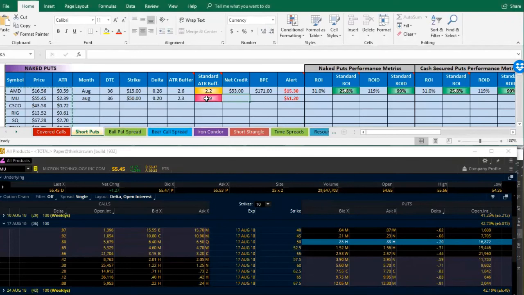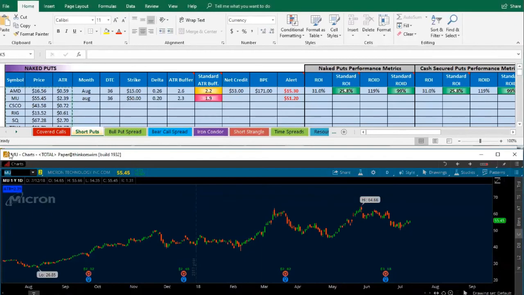The most important column on this whole spreadsheet is ATR buffer. You have to have enough cushion in that trade to make it comfortable. So let's take a look. We can double check the numbers, okay? But cushion is a priority over credit, because there's enough money in this as long as you play safe.